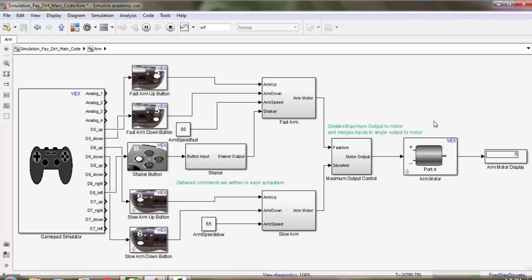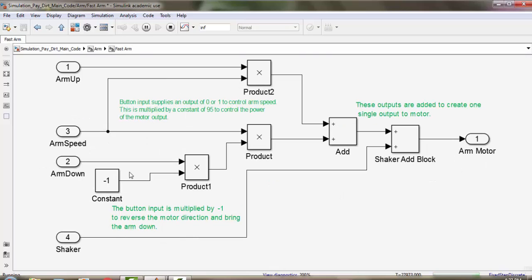Our arm is used to scoop up commodities off the field during the game. This is controlled by a motor. This button input is multiplied by an arm fast speed or an arm slow speed. The processes are the same except for the different speeds. The button input is multiplied by the arm speed, which is controlled by a constant block.